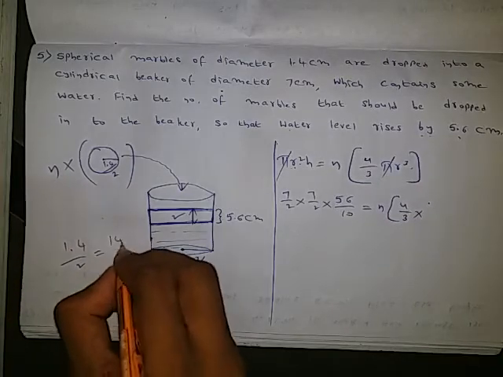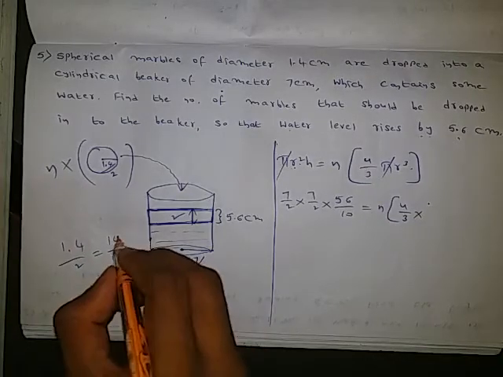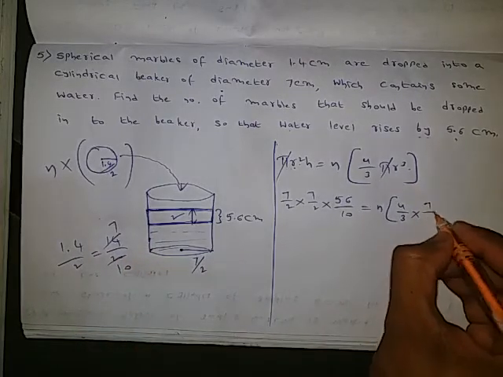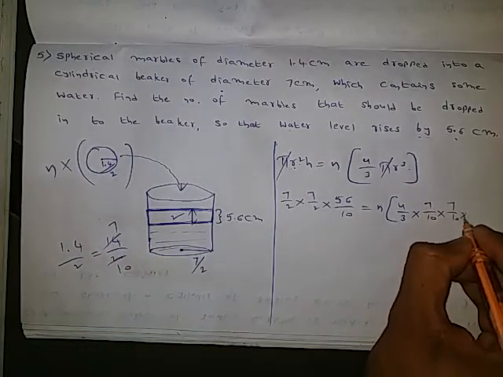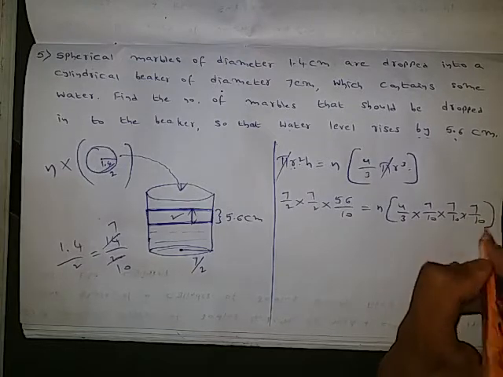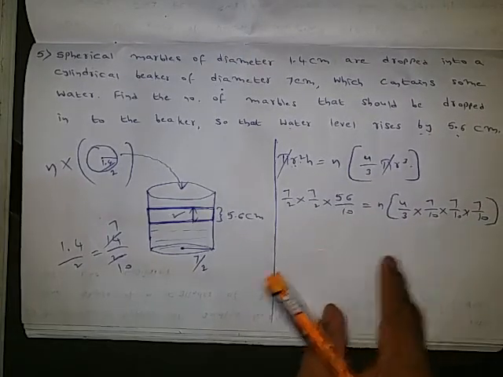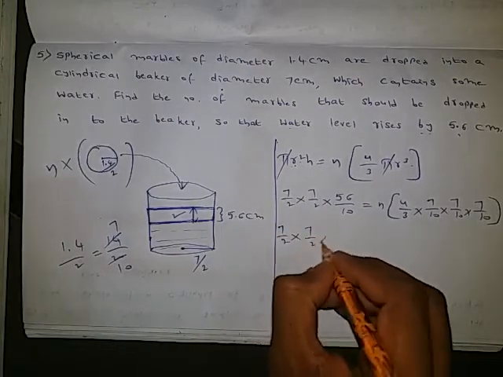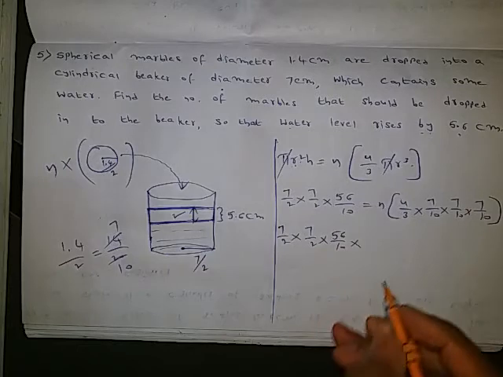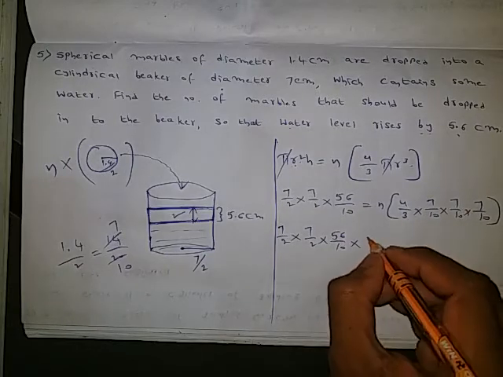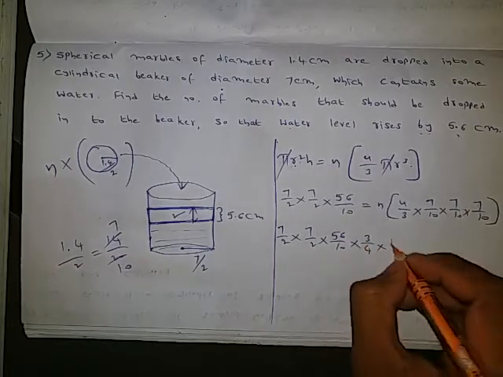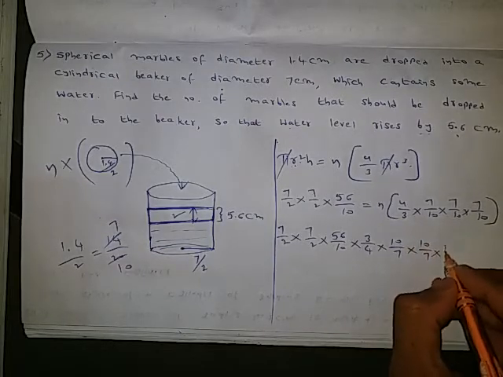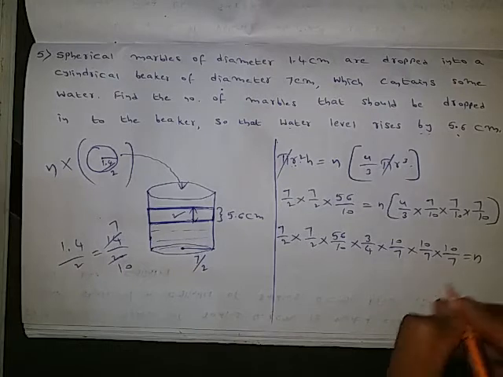1.4 by 2 can be written as 14 by 20. So 2 sevens are, 2 tens are, so 7 by 10 into 7 by 10 into 7 by 10. We want n value, so remaining everything I am taking one side. 7 by 2 as it is, 7 by 2 as it is, 56 by 10 as it is. 4 by 3 will become 3 by 4, 7 by 10 will become 10 by 7, 7 by 10 will become 10 by 7, 7 by 10 will become 10 by 7, which is equal to n.